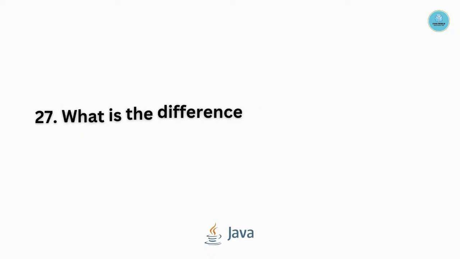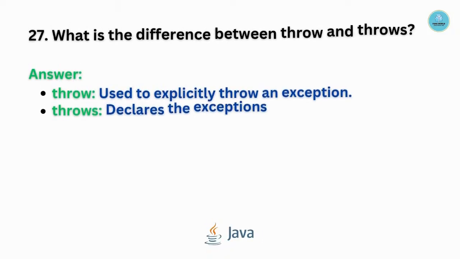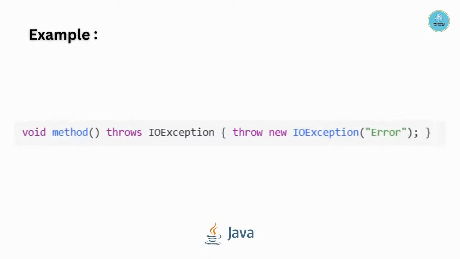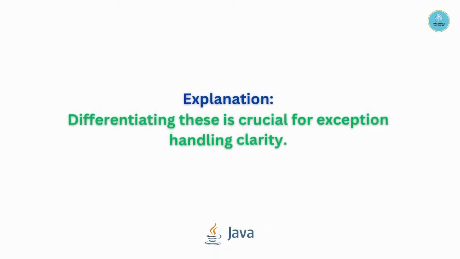Question number 27. What is the difference between throw and throws? Throw is used to explicitly throw an exception. Throws declares the exceptions that a method can throw. Example is as follows. Differentiating these is crucial for exception handling clarity.